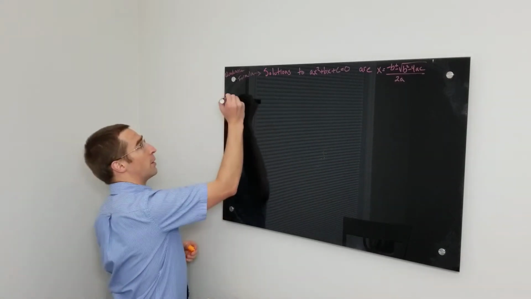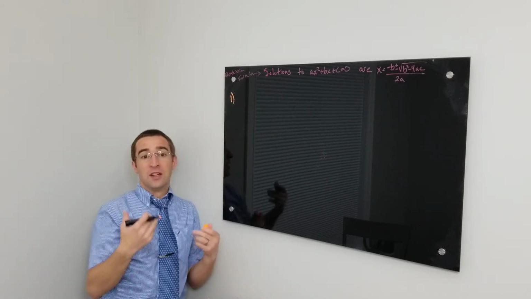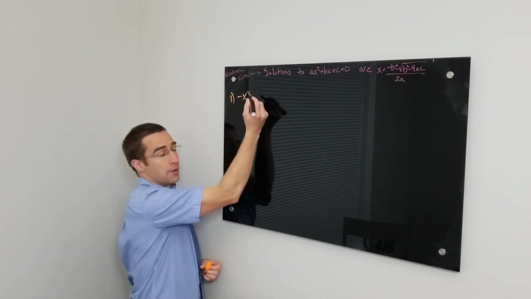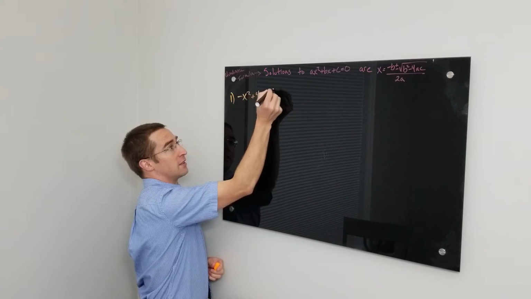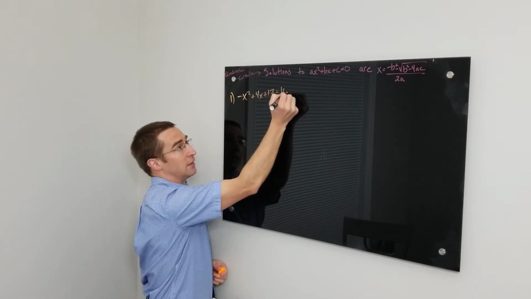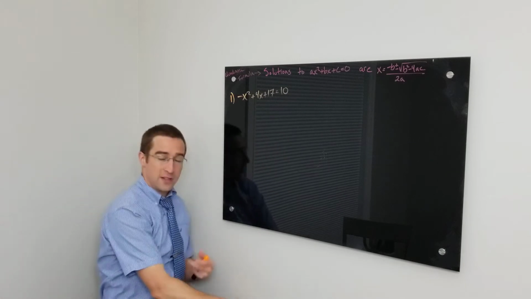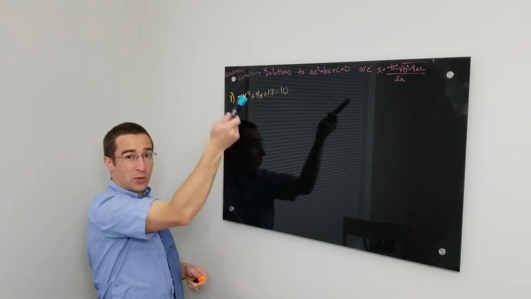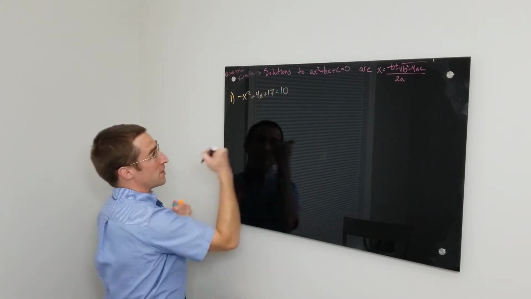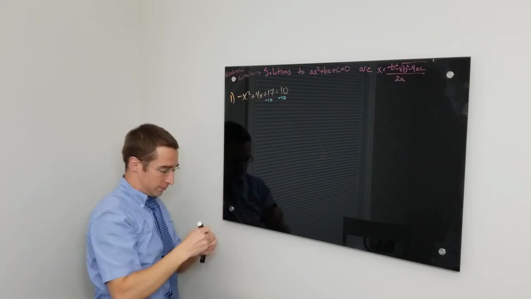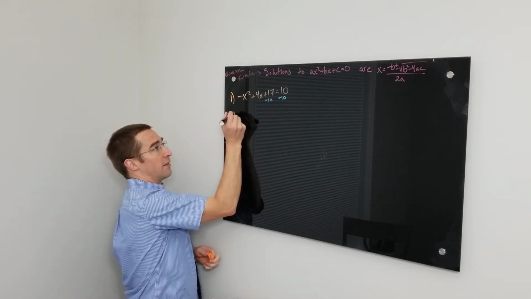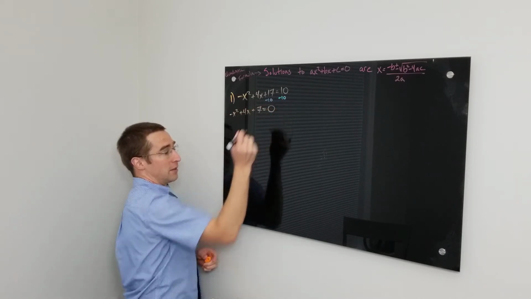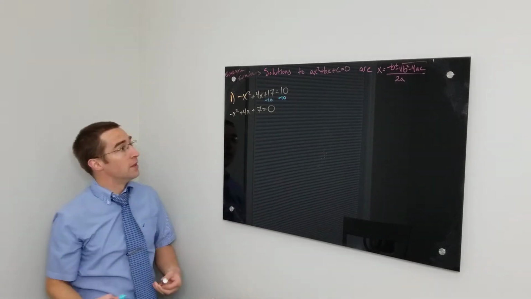So problem 1 is just saying use the quadratic formula to solve the equation, just like we did last week. Here we've got negative x squared plus 4x plus 17 equals 10. Just like last week, step 1 is to make it equal 0. The quadratic formula only works when it's equal to 0. So we subtract 10 from each side. Negative x squared plus 4x plus 7 equals 0.